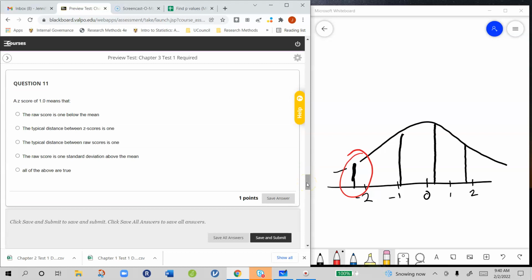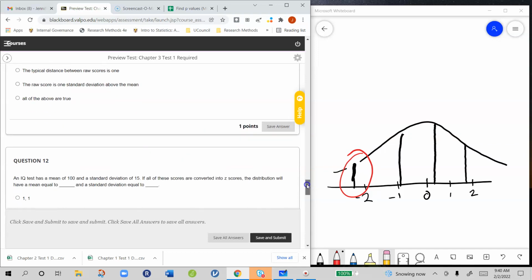Next, question 11, a z-score of 1.0 means that. So z-scores are interpreted in standard deviation units. A positive z-score means that somebody is above the mean, right? And they're above the mean by 1 standard deviation. Okay. So we don't know anything about raw scores. What we can talk about is how far people are above the mean. So this raw score is 1 standard deviation above the mean. We don't know about typical distances between raw scores or between the z-scores or anything like that. All it's telling us is the distance an individual raw score is from the mean in standard deviation units.